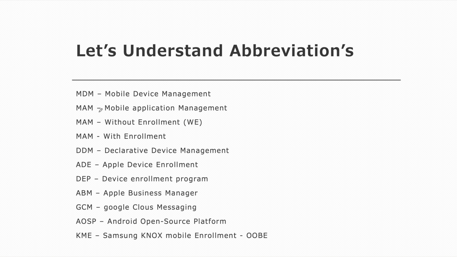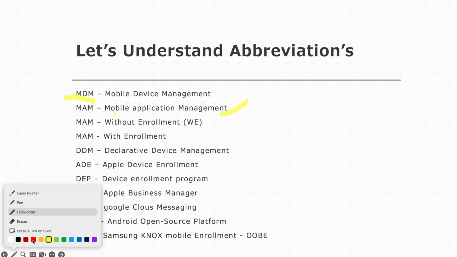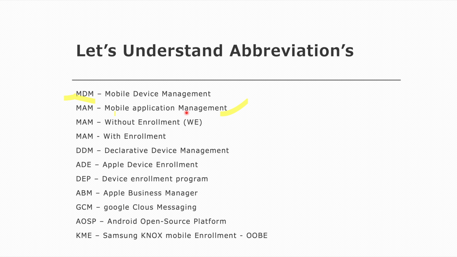And MAM is mobile application management. There are two types of MAM. One is MDM, which is mobile device management. Another is mobile application management, and MAM without enrollment as well. So there are two types of MAM, application management. One is without enrollment, another is with enrollment. I will show you in the next slide what the difference is between these two.